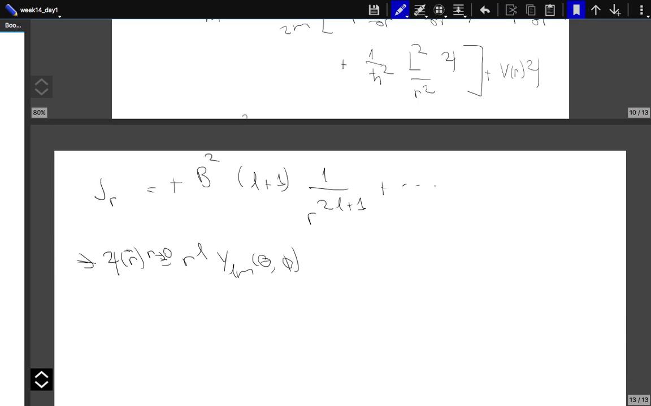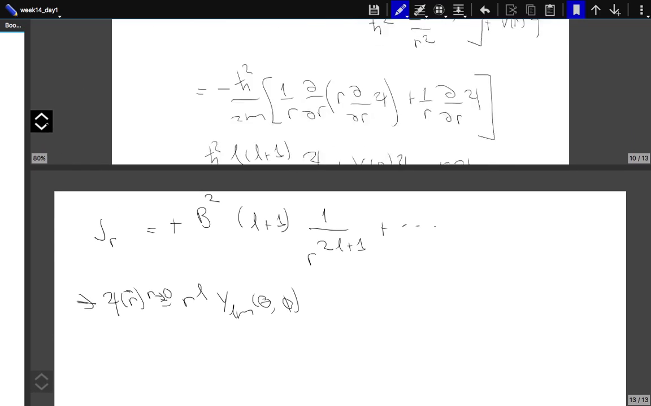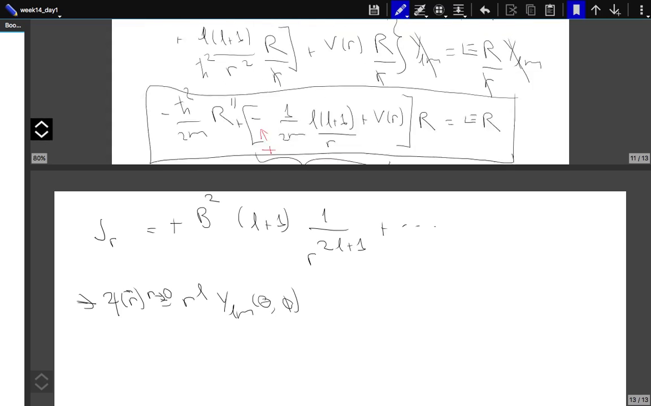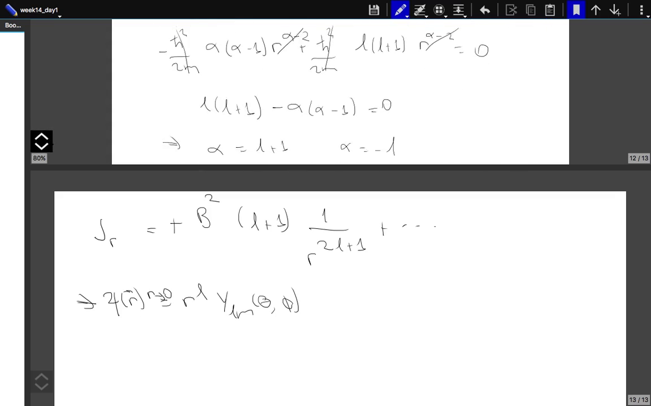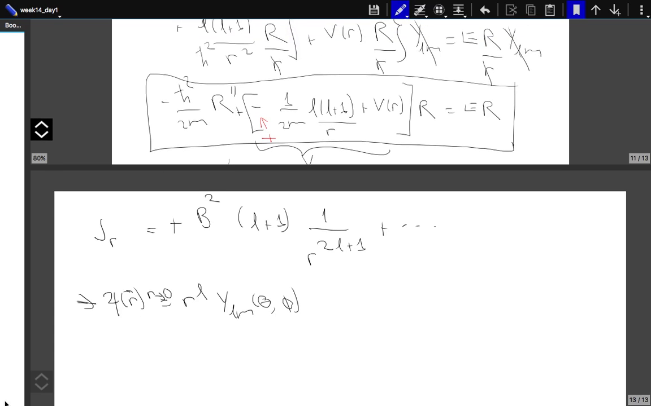Now, this is one asymptotic form of my wave function. Now, we can look at the other extreme. Okay, this is my Schrödinger, my radial equation. We already know how my wave function behaves for very small distances. Now, what about very large distances? Well, here there should be an h bar. How does it behave at very large distances when r goes to infinity?